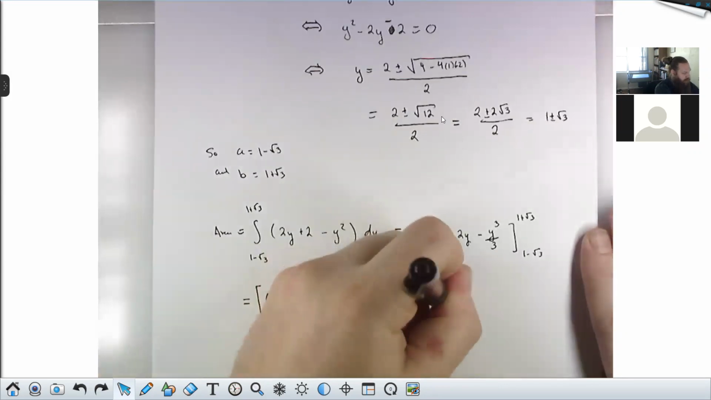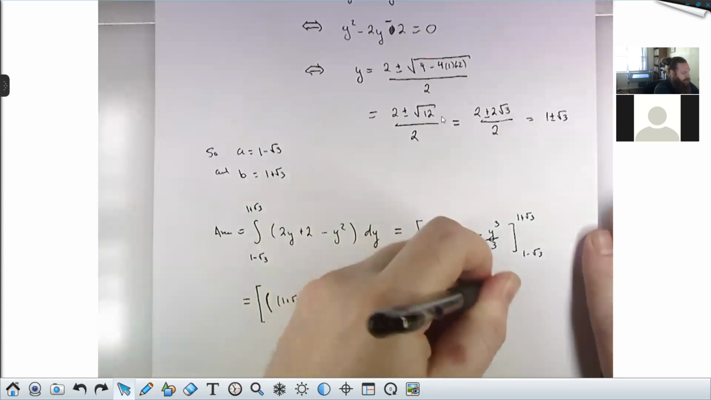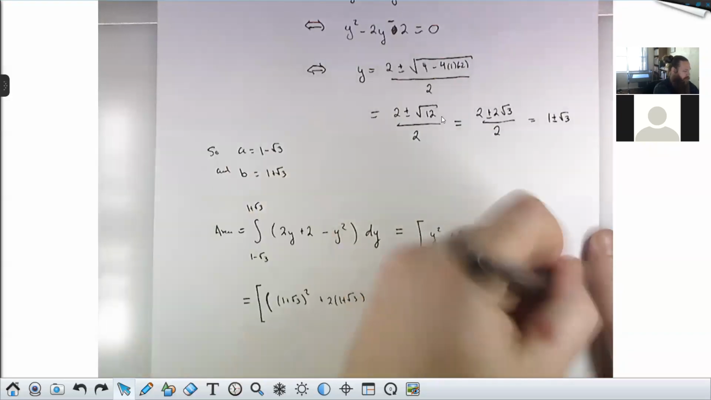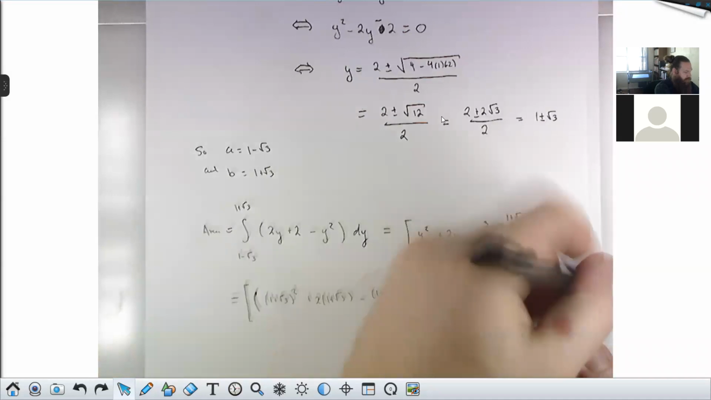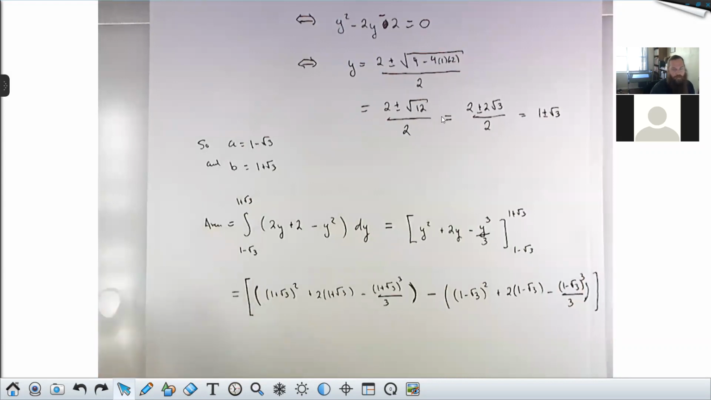And then I subtract what I get when I plug in my lower bound, which is 1 minus the square root of 3 squared, plus 2 times 1 minus the square root of 3, minus 1 minus the square root of 3 cubed over 3, close. Now, if you were to take the time to blow all of these pieces apart, FOIL this out, distribute this, cube this out, same thing with each of the pieces over here, there would be a lot of cancellation. This is the answer. It's just not in the nicest imaginable form.